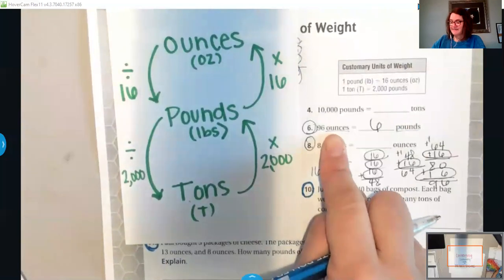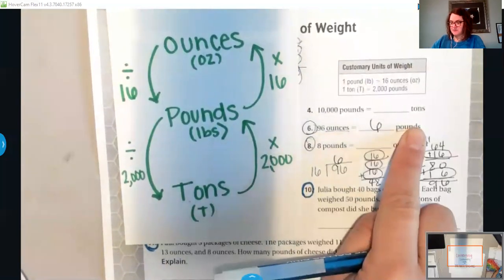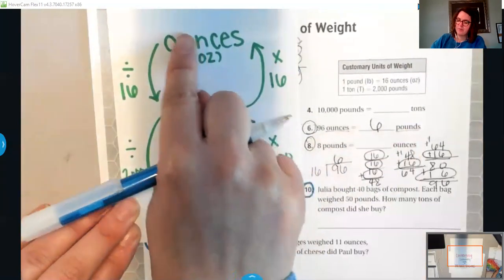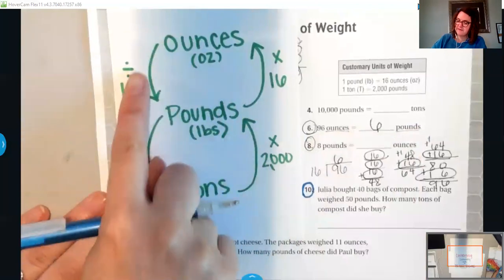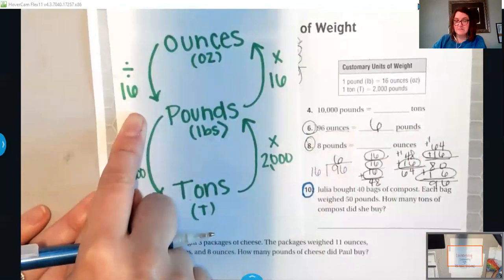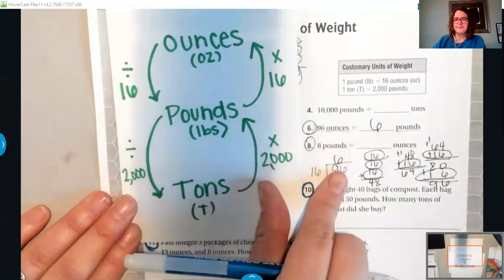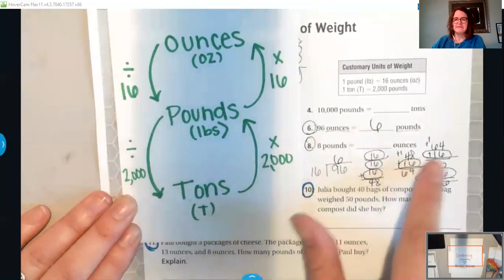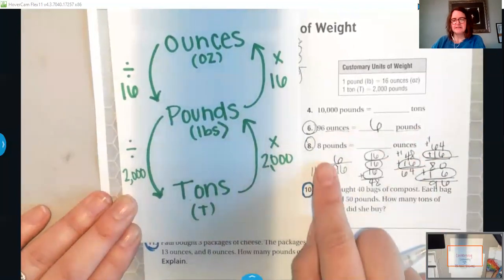Notice I decided that ounces to pounds is where we were going. I found the arrow that pointed from ounces to pounds, and I divided it by 16. I also decided that it would be easier to do repeated addition to find out how many times 16 goes into 96. I circled the amount of times I added 16, and my answer is 6.